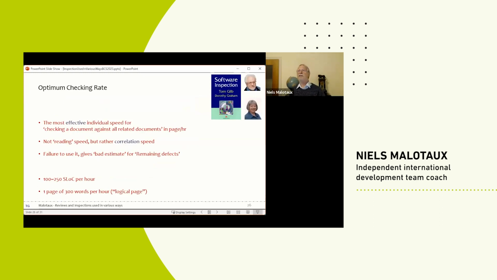Just a few words at the end. This is a little bit old book. It's called Software Inspection. Actually, it should be called Document Inspection, but then nobody buys it. By Tom Gilb and Dorothy Graham. And we know the process described here is very heavy.